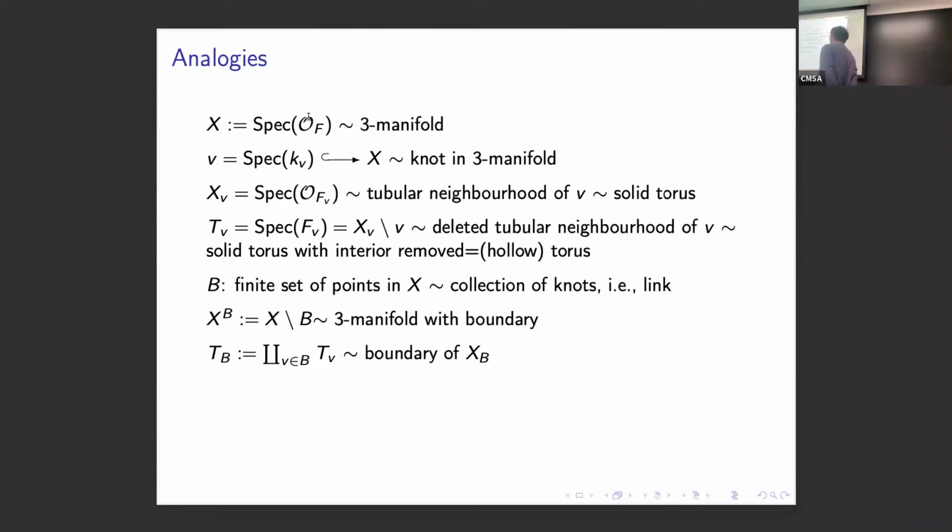And this T_B, the disjoint union of these analogs of tori, is just the boundary of X minus B. Okay, so that's the basic analogy. So X is a three manifold. X minus B is a manifold with boundary. T_B is the boundary. That's the main analogy, and this second line, B included inside X, is the analogy.